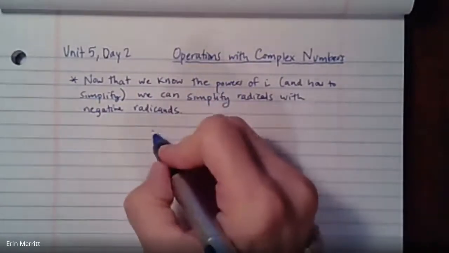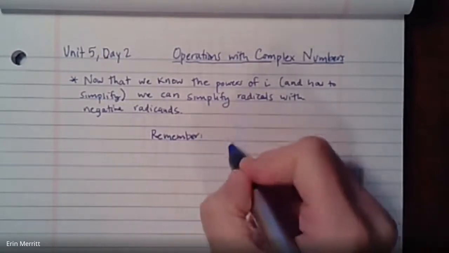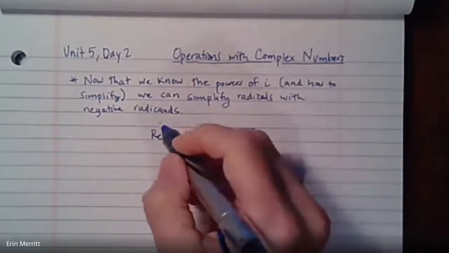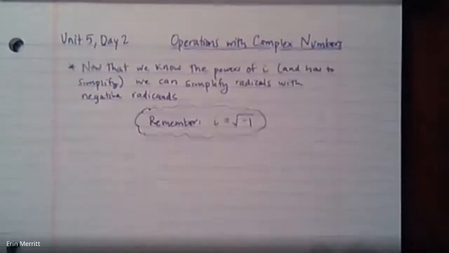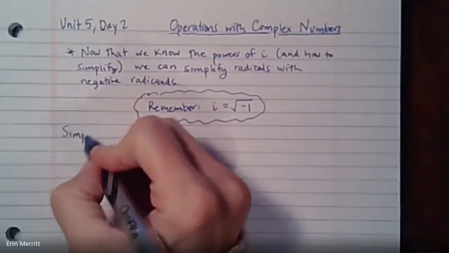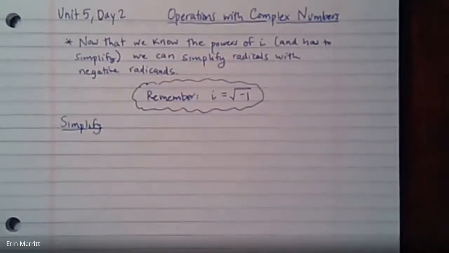So the key, remember, we said that i is equal to the square root of -1. That is the definition right there. That's key. Otherwise, we can't go any further with this. So for simplifying these, we're just going to rip through a bunch of examples just so we can show what's going on here.